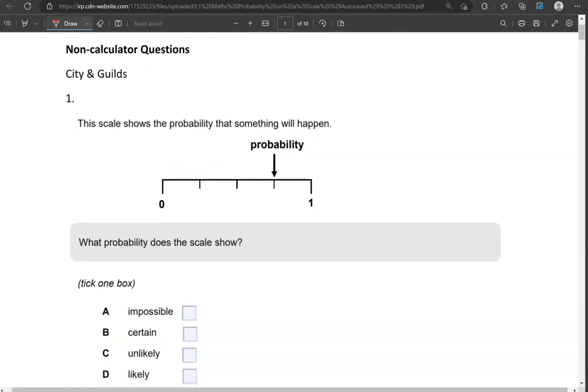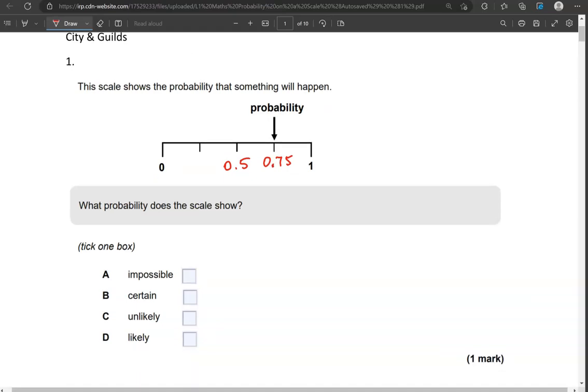This scale shows the probability that something will happen. What probability does the scale show? So we've got the number line, or the scale, going from 0 to 1. Halfway through will be 0.5. Halfway between 0.5 and 1 will be 0.75. So that is likely.